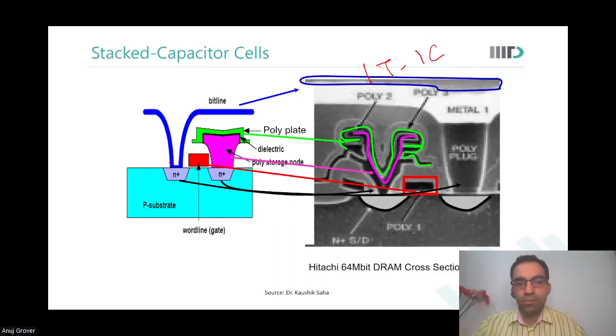So this structure of poly is making them in parallel, so to increase the capacitance. So you're going vertically, you're adding fins, so that in the same area you are able to implement a much higher capacitor.